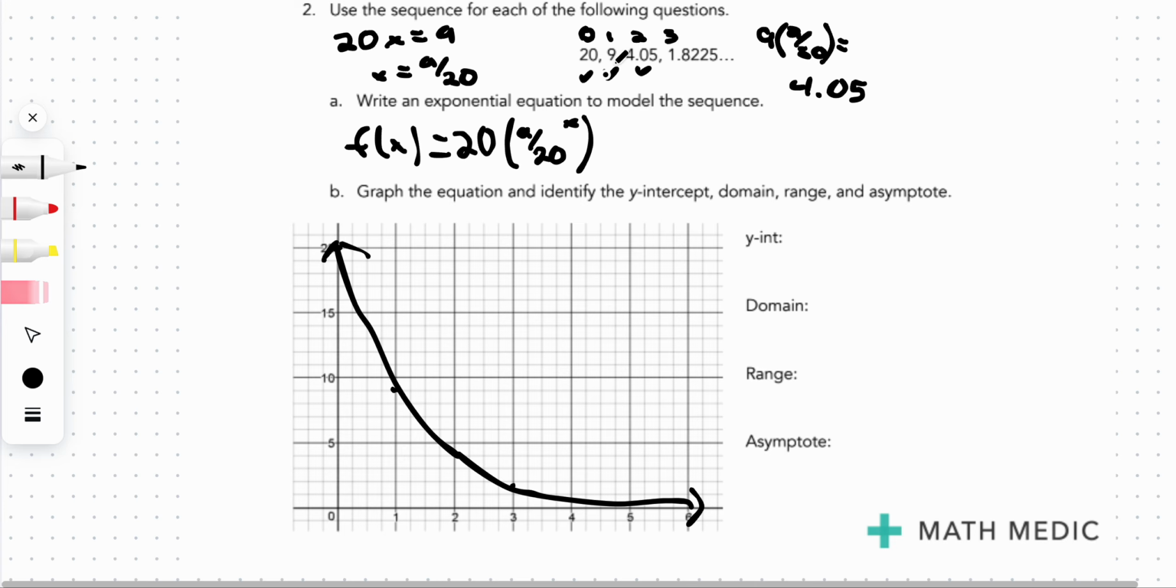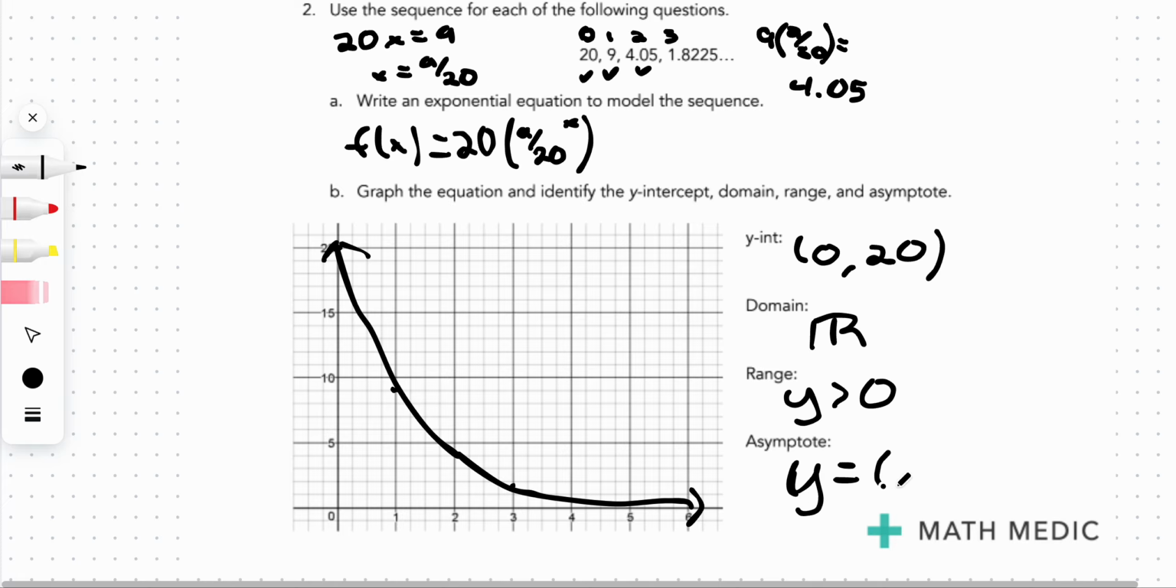Our y-intercept is when x equals 0. We said that was going to be 20. Our domain, as with all exponential functions, is all real numbers. Our range, if we point at any point on this graph, our y value is going to be greater than 0. Our asymptote is y equals 0. It approaches 0.